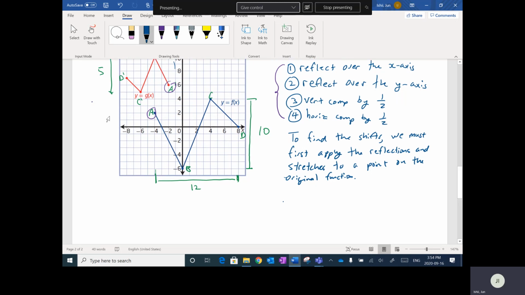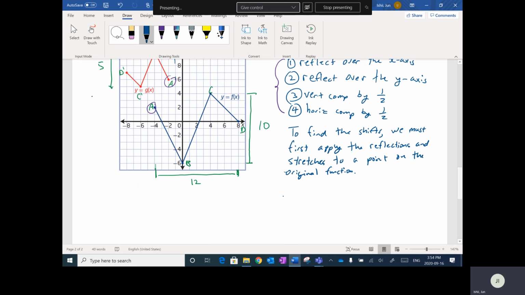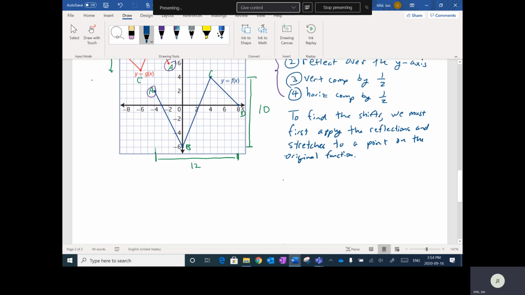Okay, so for example here, it doesn't matter. You can use A, B, C, or D, but what I'm going to do here is just use point A. So point A on the original function is at -4, +2.